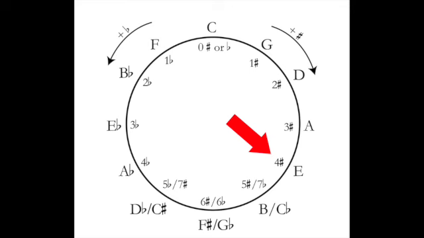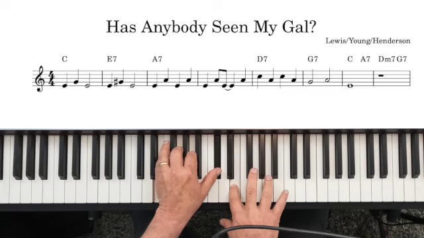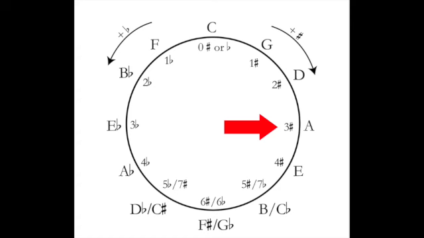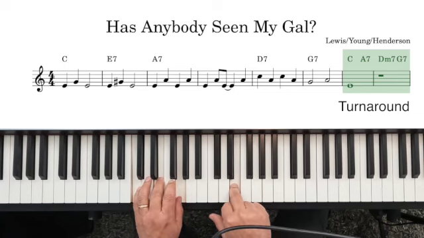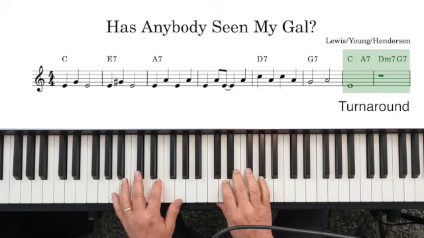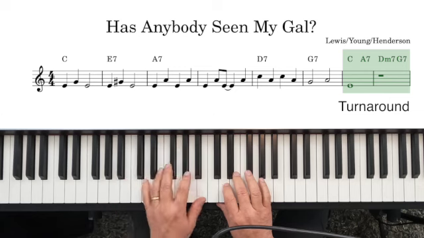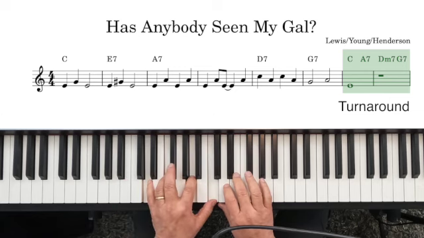So E7 can lead us to A7, and that just happens to fit the melody perfectly. And A7 takes us to D7, which also happens to fit the melody, G7, and we're back home on C. And then we have what's known as a turnaround, where we just leap out to A7, which takes us to D minor 7, and takes us to G7.